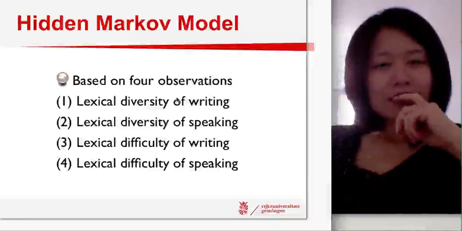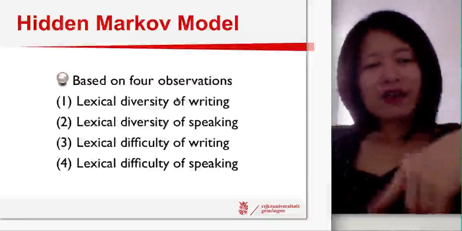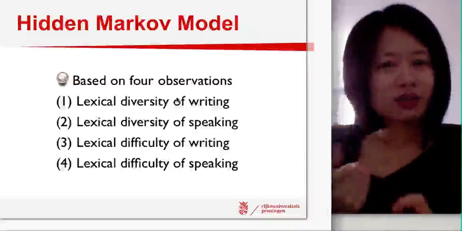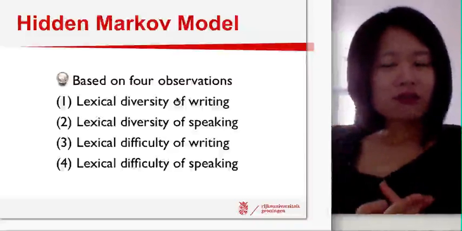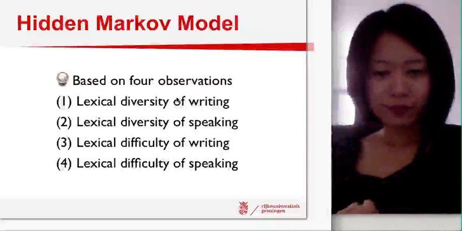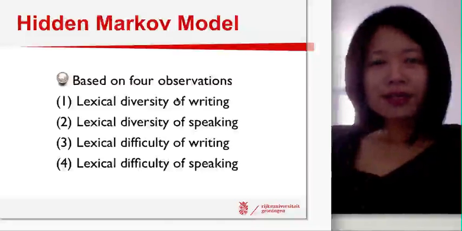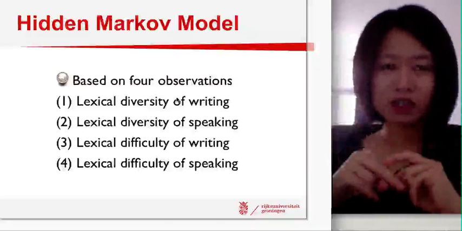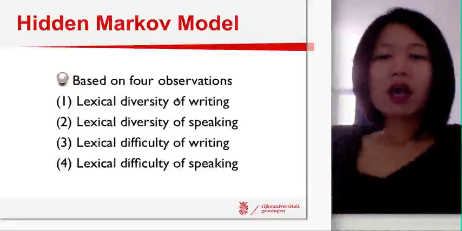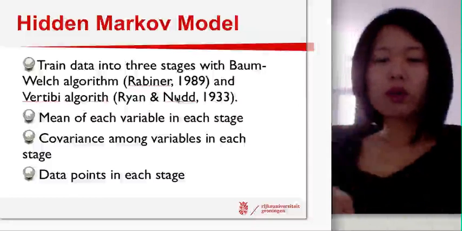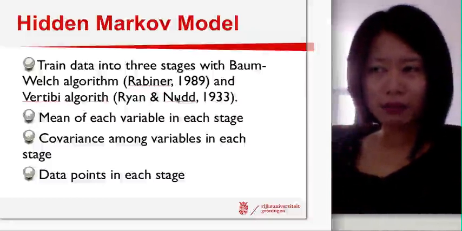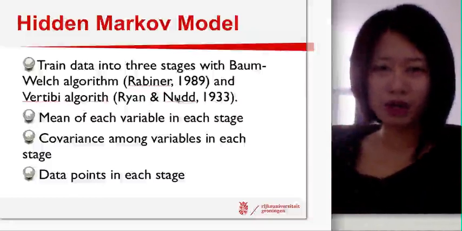So we decided to train the development into 3 stages based on 4 observations: the lexical diversity of writing, lexical diversity of speaking, lexical difficulty of writing, and lexical difficulty of speaking. We trained the data of these 4 observations into 3 learning stages with the Baum-Welch algorithm and Viterbi algorithm, and we obtain the output of the hidden Markov model.